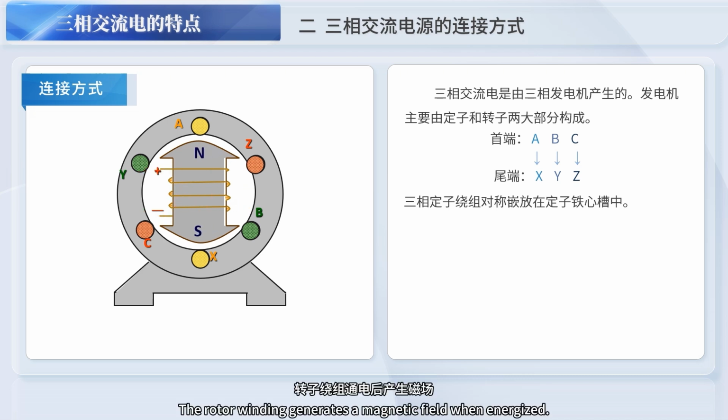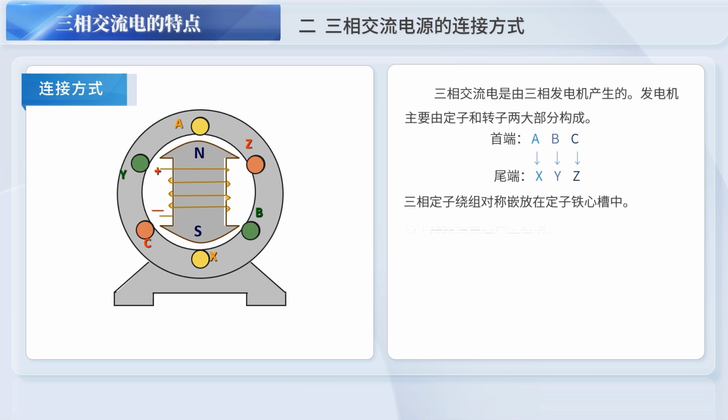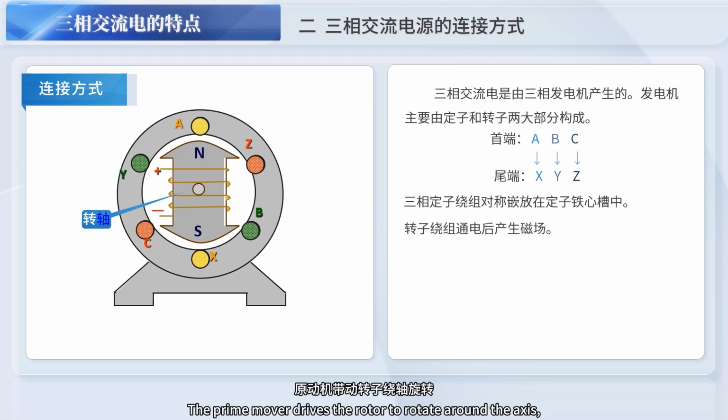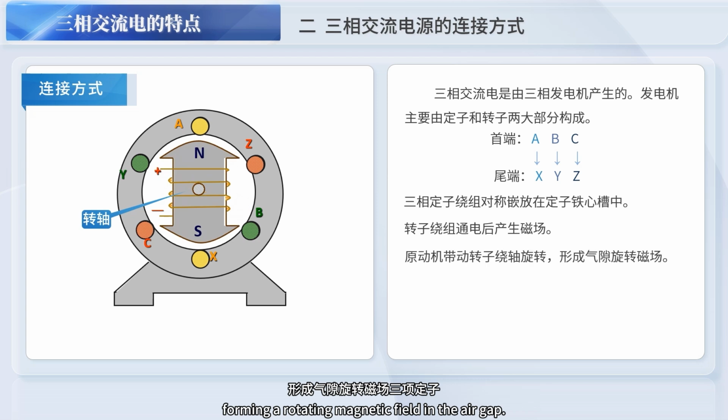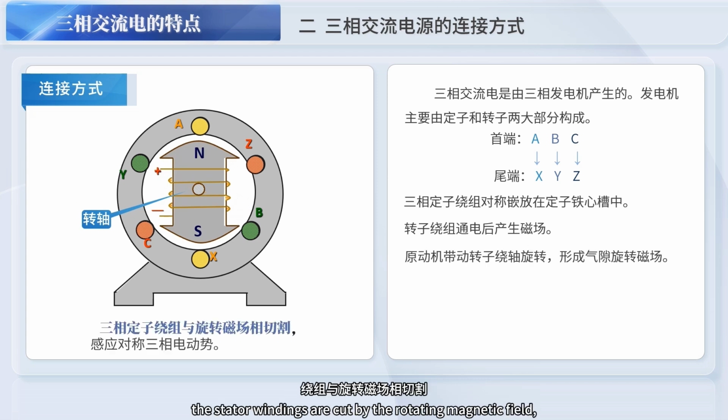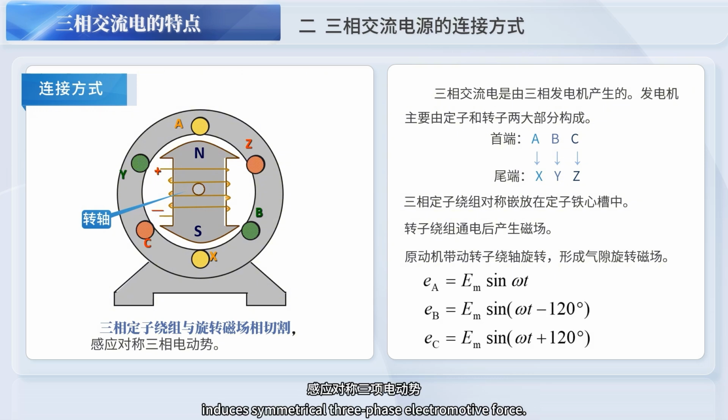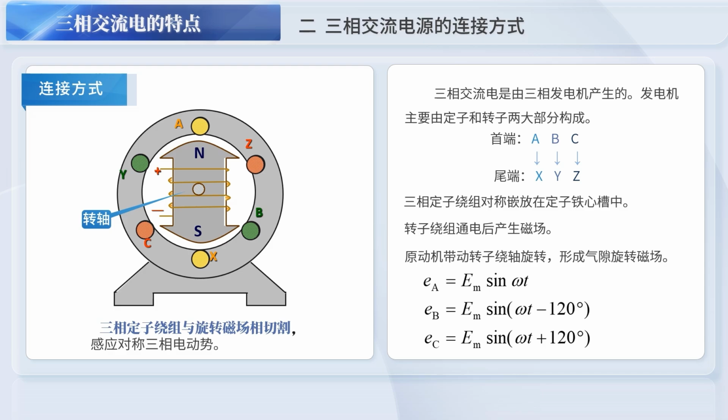The rotor winding generates a magnetic field when energized. The prime mover drives the rotor to rotate around the axis, forming a rotating magnetic field in the air gap. The stator windings are cut by the rotating magnetic field and induce symmetrical three-phase electromotive force.